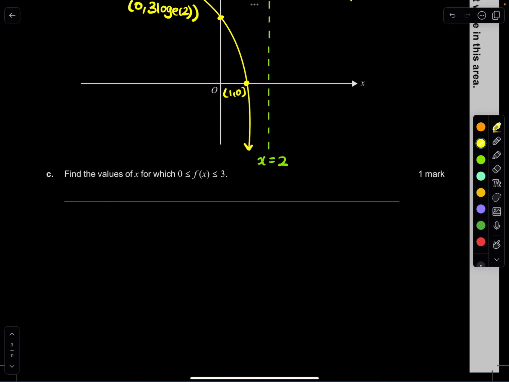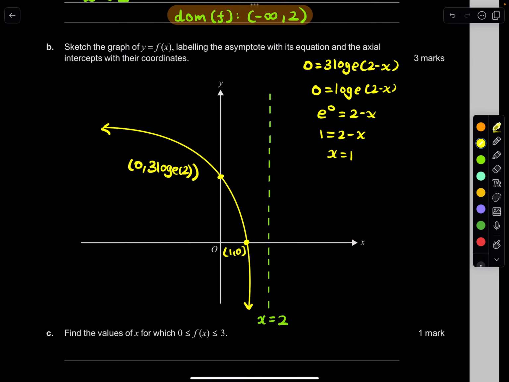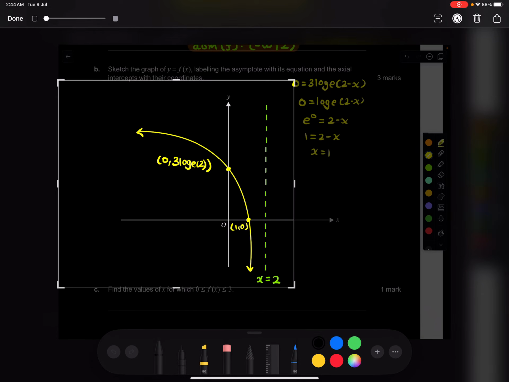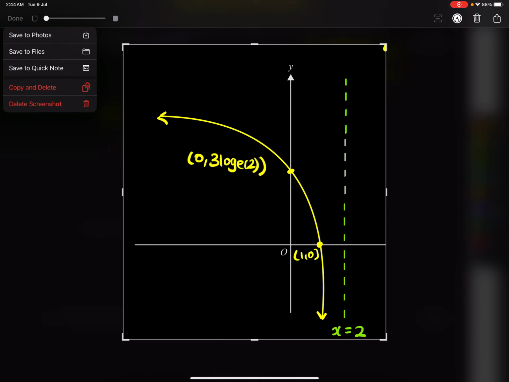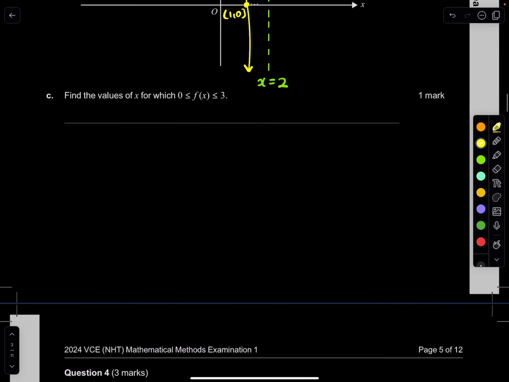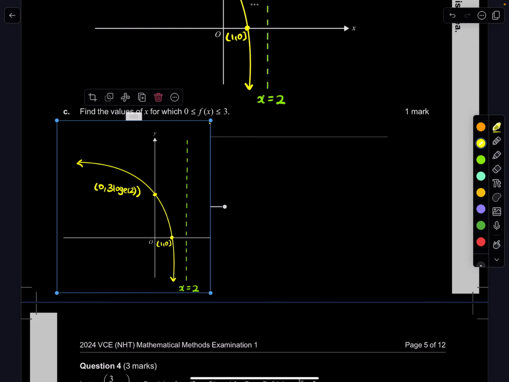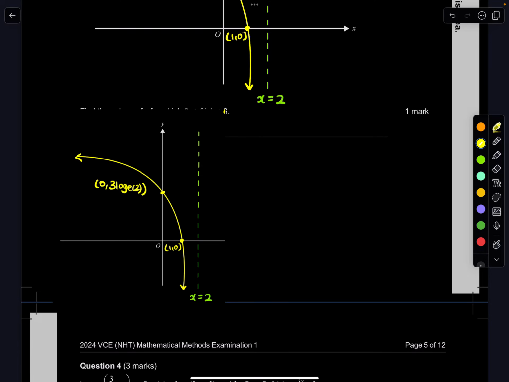Next question. Find the values of x for which f of x is between 0 and 3. Easy. Let's do this. So think of it like this. I'm just going to take a screenshot of this to show you. Okay. Just paste the same diagram here, but now I'm going to label the diagram. Okay, so here it is.